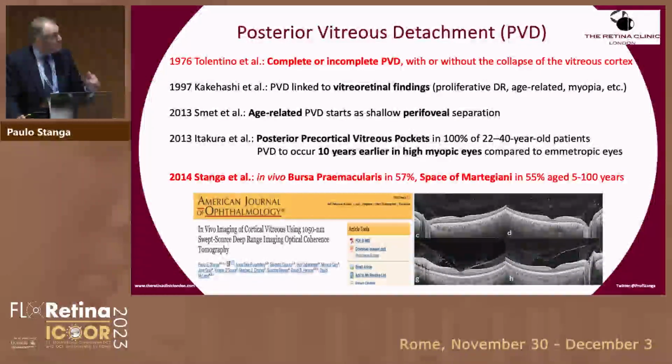It was Tolentino back in 1976 who came out with the concept of complete or incomplete PVD. In 2014, we published our series of patients, which was the first in vivo imaging paper showing the bursa premacularis and the space of Martegiani in a cohort of patients that extended between 5 and 100 years of age. Those are the images from our paper. This was the Topcon system, Triton, and here you can see the bursa premacularis, the space of Martegiani, clearly visible, as well as the wrinkles on the posterior hyaloid.